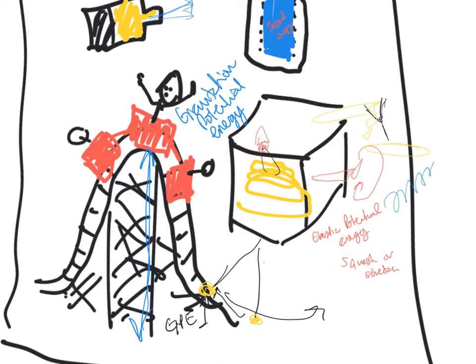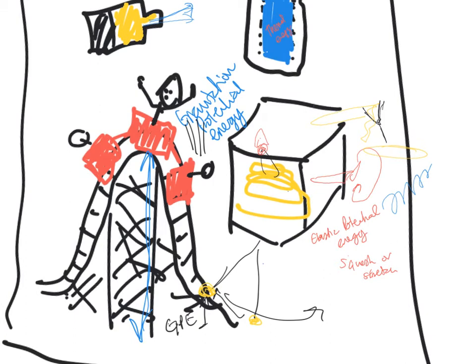Kinetic means to move. So once you've gone to the top of your roller coaster, once it starts to go down, that gravitational potential energy is now becoming kinetic energy. Once you start falling, you're going to start losing some of the height you had before. So your GPE is becoming kinetic energy.